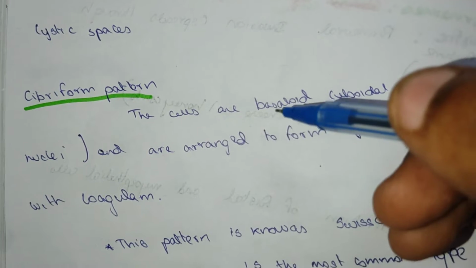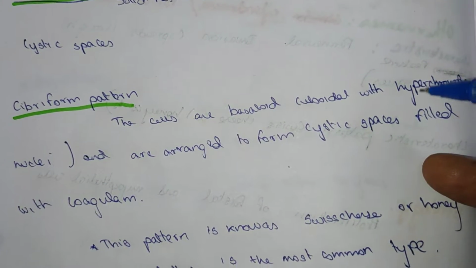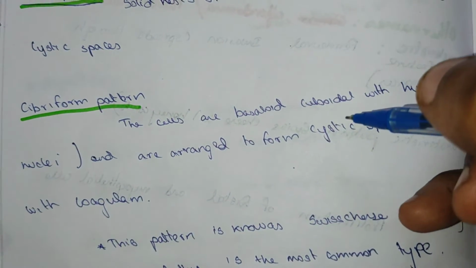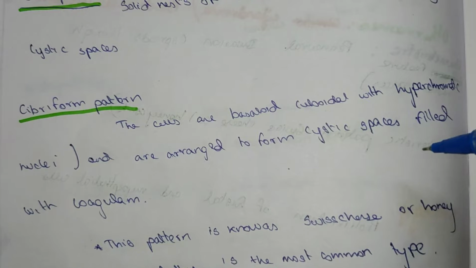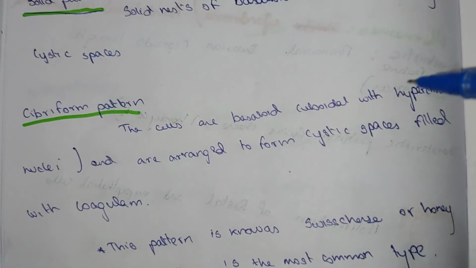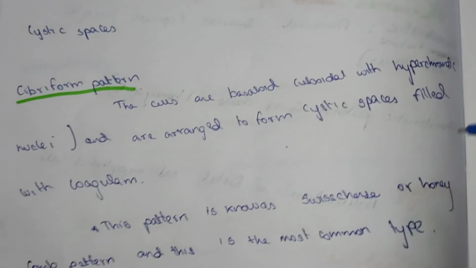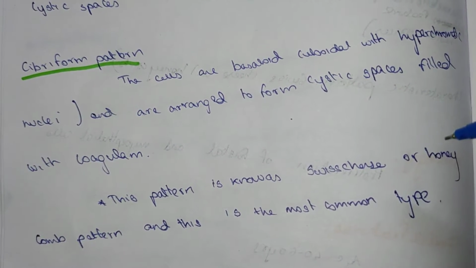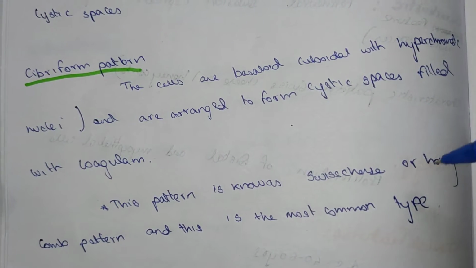The cribriform pattern: the basaloid cells are cuboidal with hyperchromatic nuclei and are arranged to form cystic spaces filled with coagulum. This pattern is known as the Swiss cheese or honeycomb pattern, and this is the most common type.